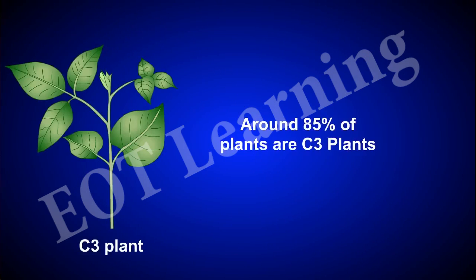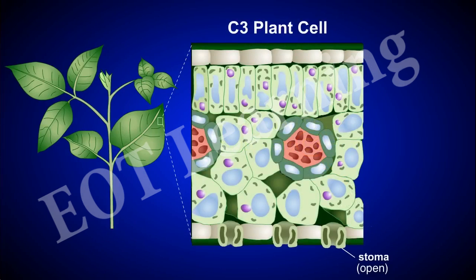Most plants, around 85% or so, carry out C3 photosynthesis. As we will see, the name C3 has to do with the type of carbon molecule produced during the process. C3 photosynthesis occurs in the mesophyll cells of the C3 plant, which are located just under the surface of the leaves and other tissues. Let's take a quick look at how photosynthesis occurs in these cells.